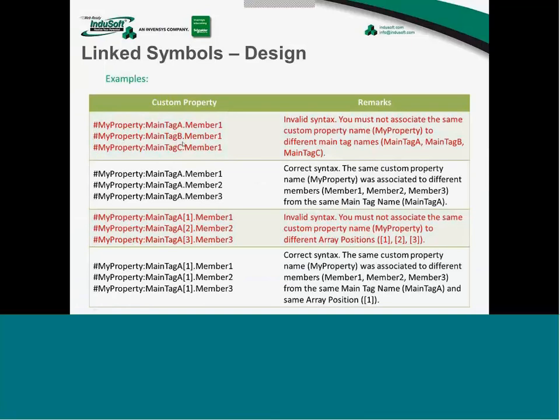So some examples here. Custom property, main tag A, main tag B, and main tag C. This is an invalid syntax because the custom property must be linked to the same main tag name. And here the main tag name is different. Here is a correct syntax. I have the same custom property, the same main tag name, and different members. This is okay. Here is invalid again.